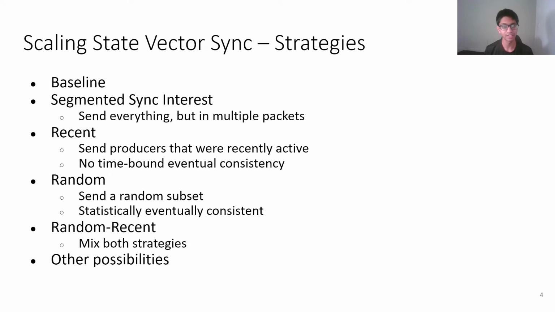Comparing it with the baseline, the first simple one is to use a segmented sync interest where we send the entire state vector every time but in multiple packets. Then we can also try sending only the producers that were most recently active, sending a random subset of the producers, or a mix of these two strategies as we did in the random recent strategy. Of course, there are other possibilities that we need to explore, and this is a part of our future work.